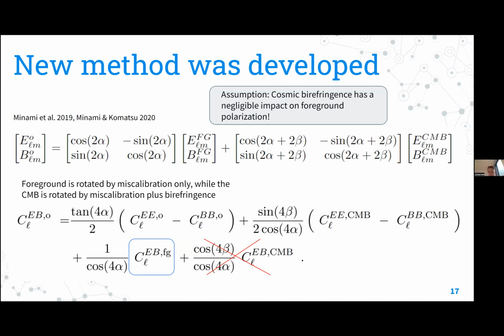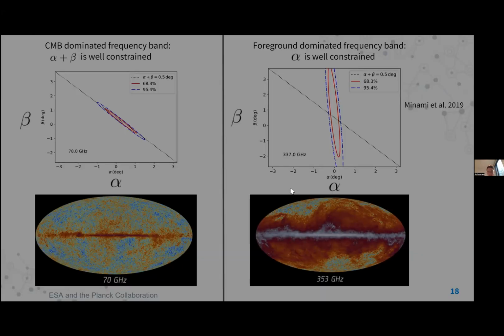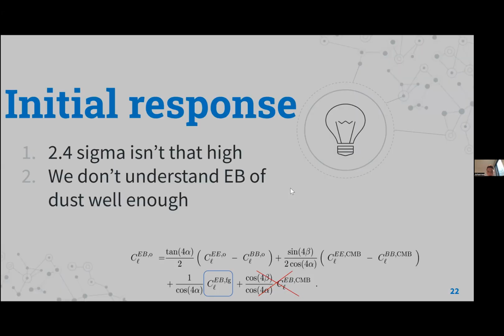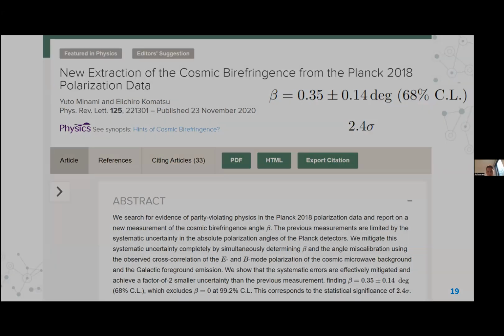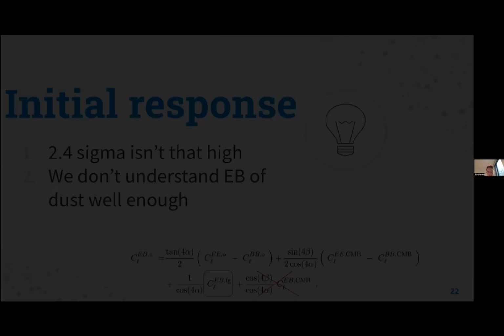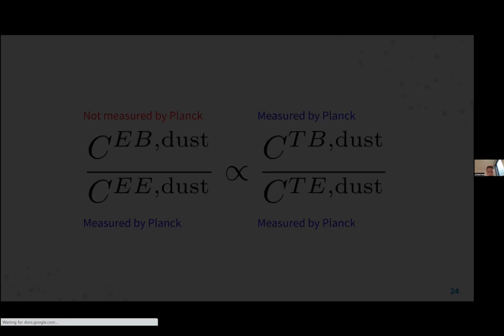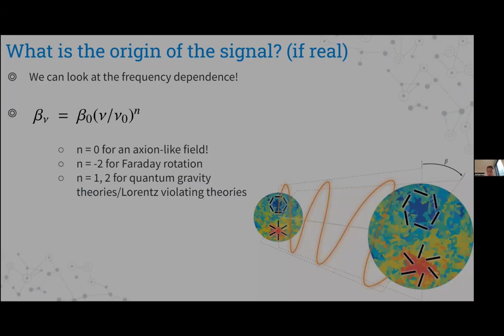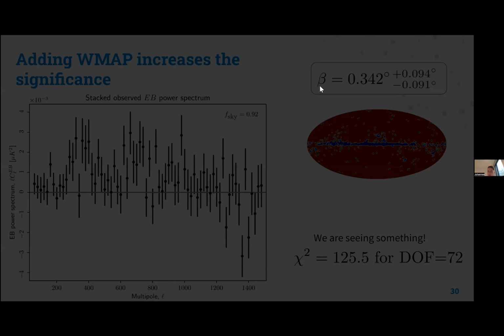Our value of beta isn't Gaussian because we get asymmetric error bars. But that's very slightly so. As you see here, it's not symmetric error bars, so they are slightly different.